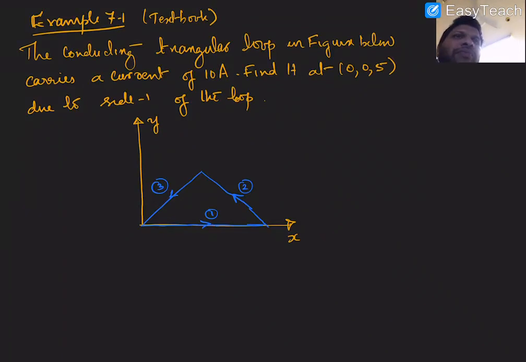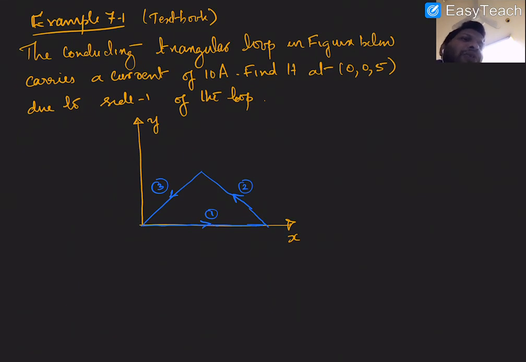We will see a problem, example 7.1 from the textbook. The conducting triangular loop shown in the figure carries a current of 10 amperes, and we need to find H, that means the magnetic field intensity, at the point (0, 0, 5).